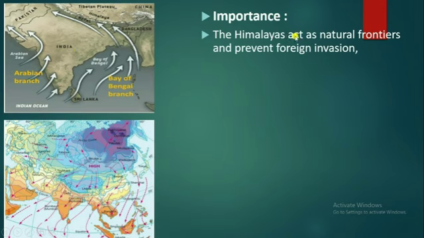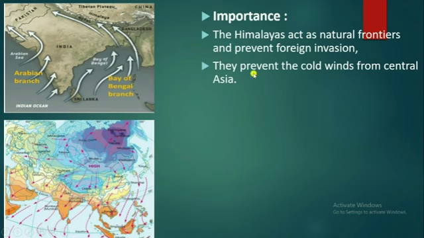The Himalayas act as natural frontiers. Himalayas are the natural borders. Frontiers means borders, and prevent foreign invasion. Invasion means attack. Prevent means stop. It stops foreign people from attacking us. Okay, that is the first point. Remember this: the Himalayas act as natural frontiers, natural borders, and prevent foreign invasion. That is the first point. Second one.